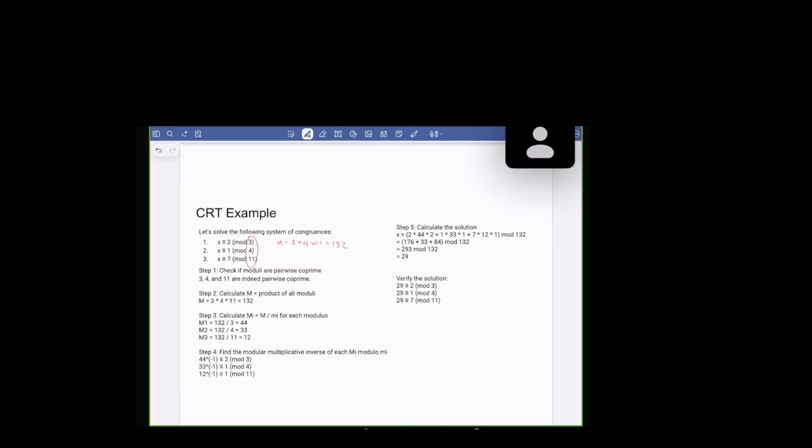And then you're going to take 132 and divide it by each of the moduli, so you get these numbers on the right over here. And then you find the inverse of these numbers under their respective moduli. So you're going to take this 44 and take the inverse in mod 3, because this 44 over here was created for mod 3. So each one corresponds to 1, 2, 3. And so you're just going to find all the inverses.